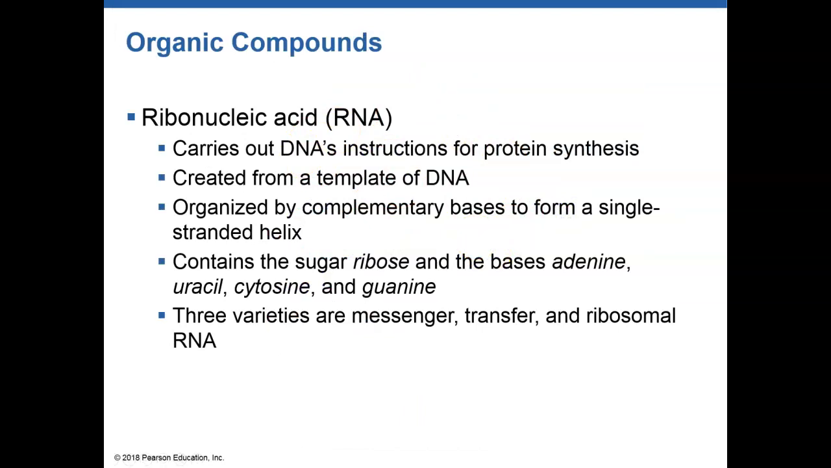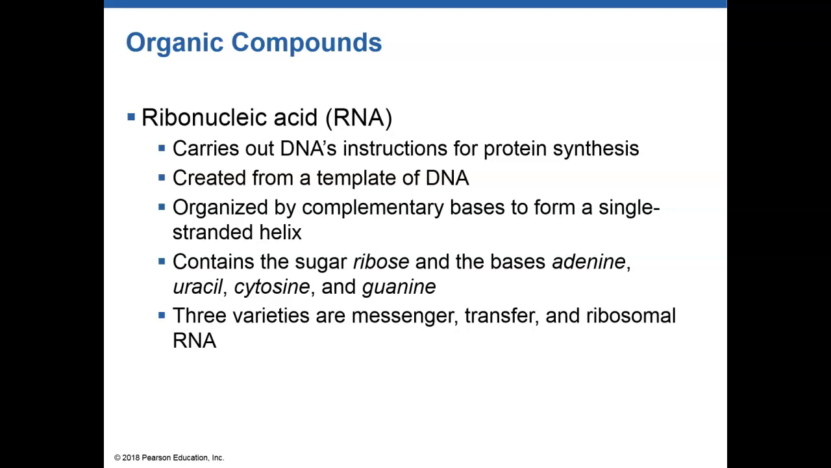RNA then is the actual workhorse of protein synthesis. So RNA carries the information of DNA to the cell's ribosomes, and then forms the proteins. RNA is single-stranded, whereas DNA is double-stranded. RNA contains uracil, whereas DNA contains thymine. So adenine, uracil, cytosine, and guanine are in RNA.